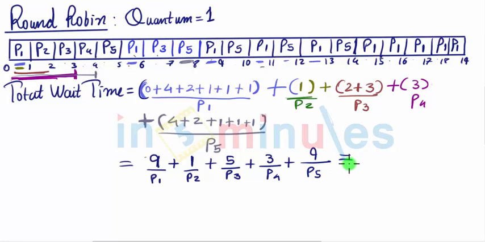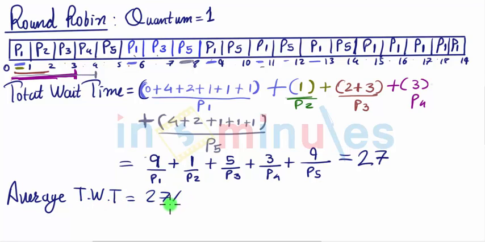So the total which we have in hand is 27, which is a good amount. If we want the average total waiting time, we would get 27 by 5 is 5.4, which is impressive.